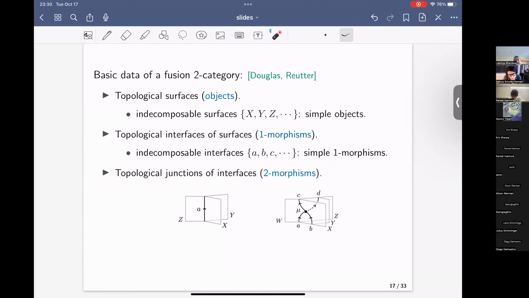Pictorially, these one-morphisms and two-morphisms can be represented by fusion diagrams. For example, this left figure represents a one-morphism A, which is a topological interface of topological surfaces X, Y, and Z. Similarly, this right figure represents a two-morphism mu, which is a topological junction of topological interfaces A, B, C, and D.